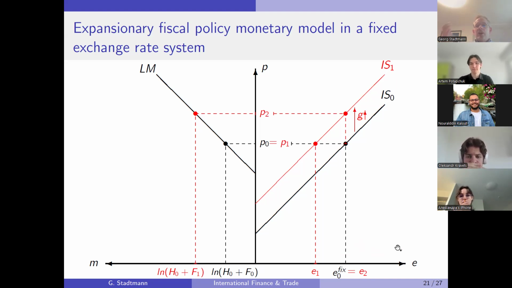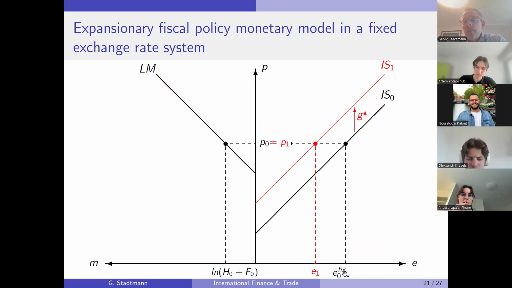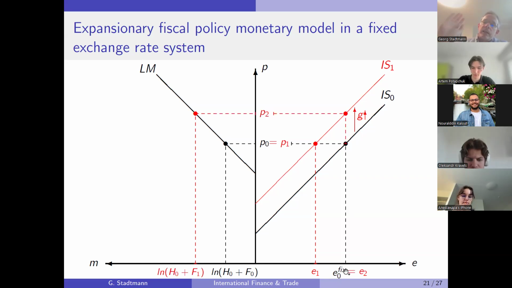So in a fixed exchange rate system, an increase in government spending leads to price pressure. The goods prices increase because this increase in demand is not neutralized by a nominal appreciation of the domestic currency. The exchange rate is fixed, and therefore we have an increase in demand here. This increase in demand is not neutralized by nominal appreciation, and therefore the goods prices increase.